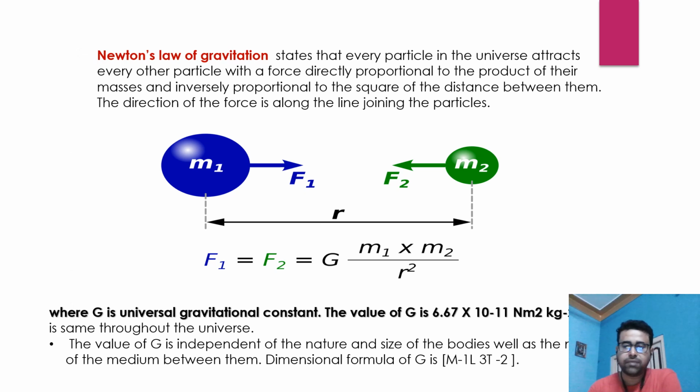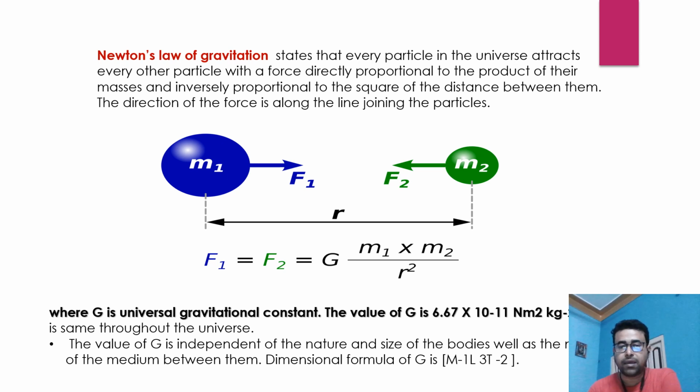So gravitation is a force between two masses. Newton's law of gravitation states that every particle in the universe attracts every other. So if two masses m1 and m2 are separated by a distance r, then the force of attraction between these two masses will be directly proportional to the product of the two masses and inversely proportional to the square of the distance between them. It was the law given by Newton.